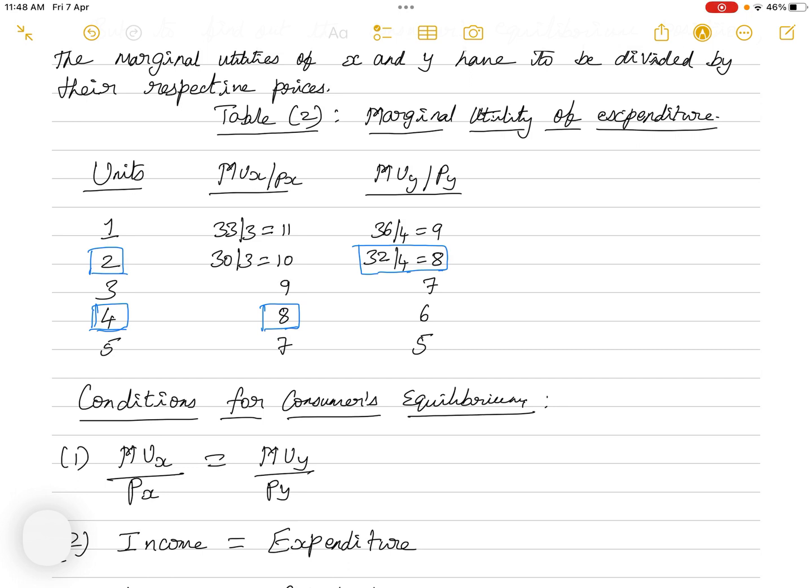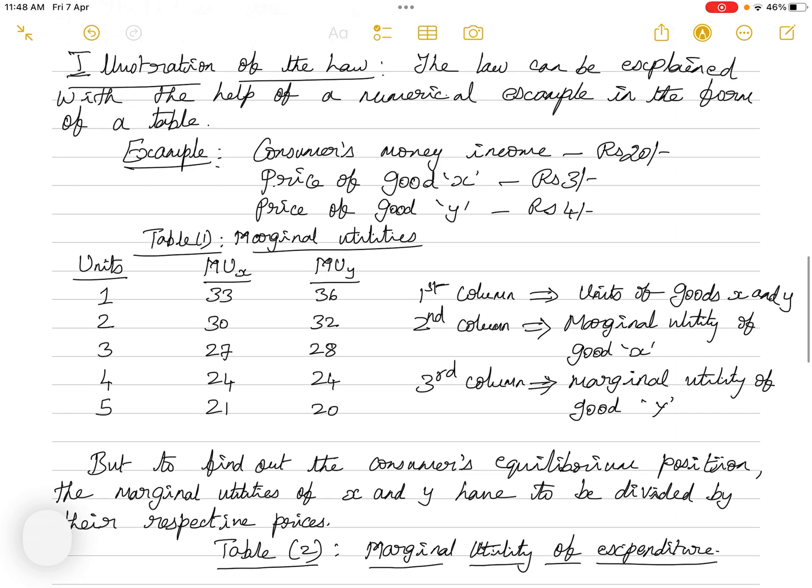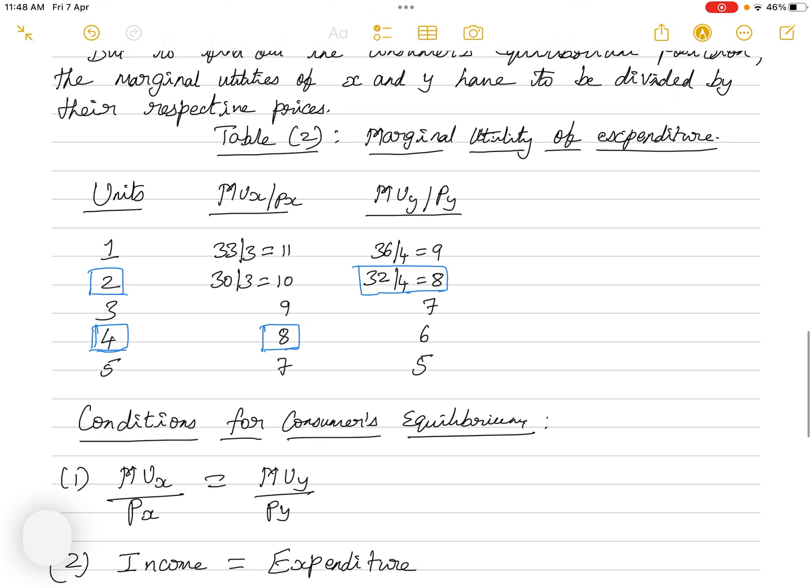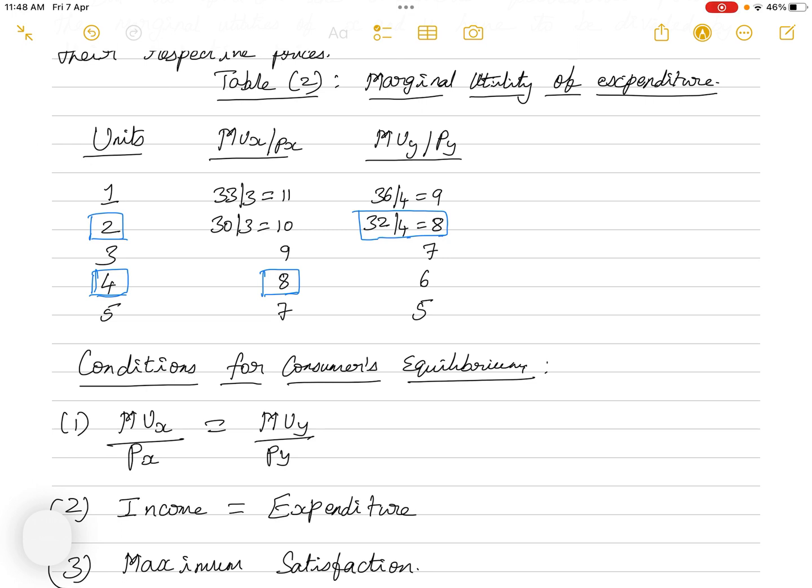So that leads us to the second table, that is marginal utility of expenditure. Same units, first 1, 2, 3, 4, 5, and MU of X divided by price of X, that is the second column. So we already know the marginal utility of commodity X for the first unit is 33. We have assumed the price of X to be 3, isn't it? So 33 divided by 3, we are getting 11. The second unit, the marginal utility decreases to 30. If you want, you can check, 33, 30, 27, 24, 21, and keep on dividing it. So 33 divided by 3 is 11, 30 divided by 3 is 10, 27 divided by 3 is 9, 24 divided by 3 is 8, and 21 divided by 3 is 7. So this is for commodity X.